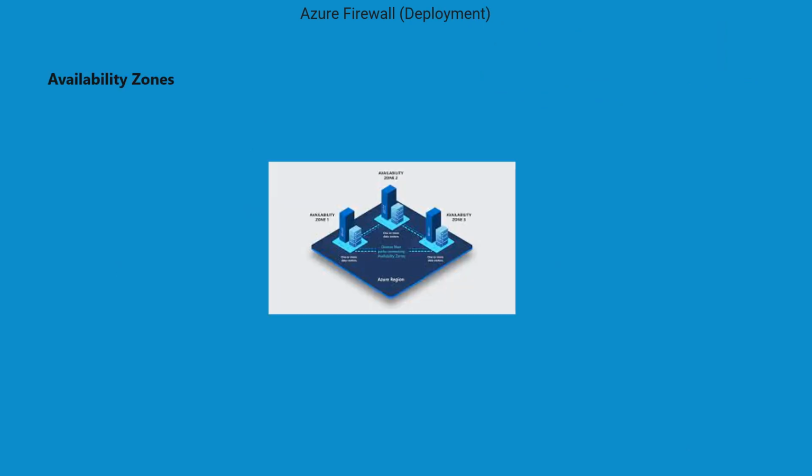Before you deploy Azure Firewall, a couple of things you need to understand. First is going to be the SKU. So there are types of SKUs: basic, standard, and premium. You need to choose as per your requirement.